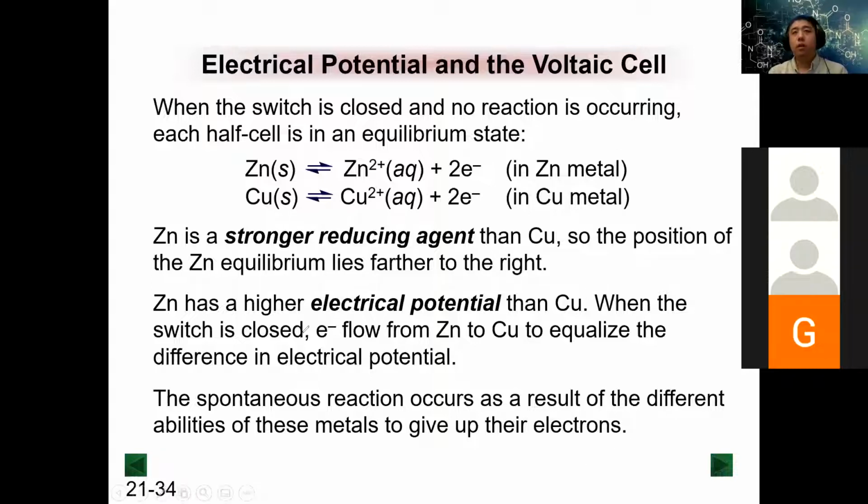Once again, we will learn about the electrical potential in a little bit, but for the time being, know that zinc is stronger in that sense. That is why this is the one undergoing oxidation and this is the one undergoing reduction. Any questions?